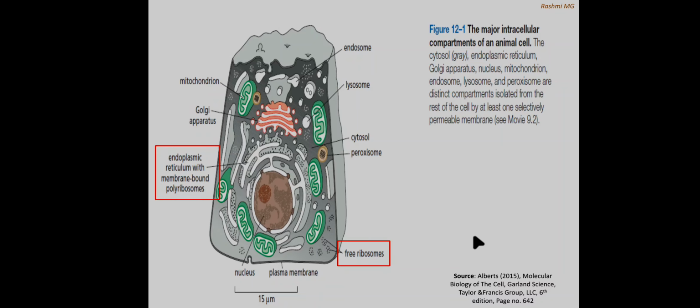So as I said, the ribosome is ubiquitous in nature. It is present inside this endoplasmic reticulum. This endoplasmic reticulum is known to be what? Rough endoplasmic reticulum. The ribosome which is present in the cytoplasm is known to be free ribosomes. Both produce proteins of different types and different functions.